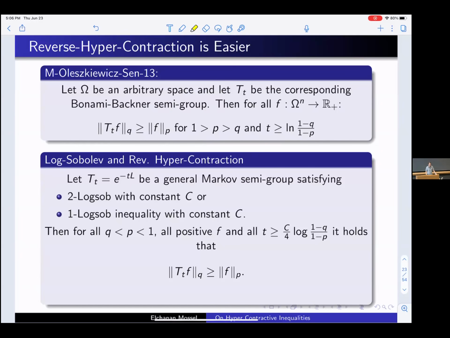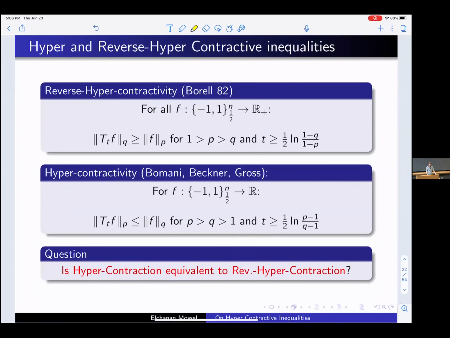So what are a couple of interesting aspects about hypercontractivity versus reverse hypercontractivity? One interesting aspect, maybe I'll put the slide up again. I make the comparison between the Bonami-Beckner inequality written over here and the Borell inequality written over here. This is for the same space, and they look exactly the same. I just flipped all the signs, right?